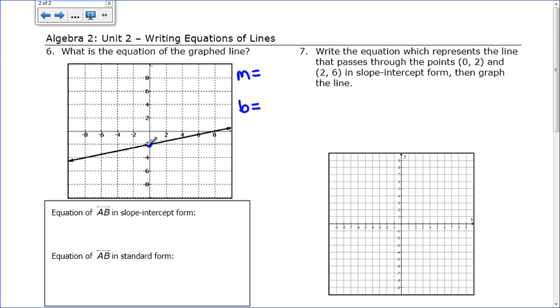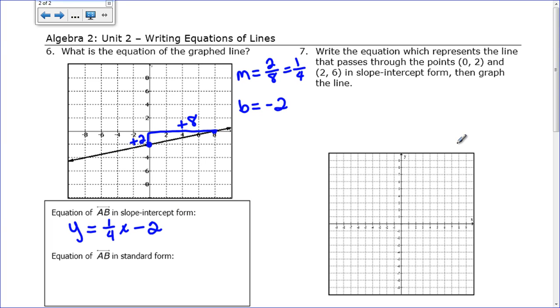The y-intercept of this graph is at -2, and the slope looks like I go up 2, because these are all counting by 2's, and then over 2, 4, 6, 8. So my slope becomes 2 over 8, which simplifies to 1/4. So my equation in slope-intercept form is 1/4 x minus 2.